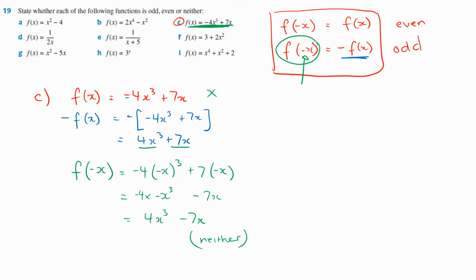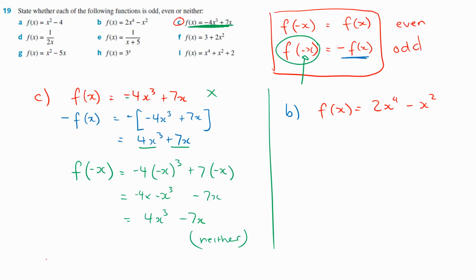Okay, the answer for this one, C, is neither. I'll do one that I know is going to be even. So let's try B. Okay, B is going to be even. So see, f of x, I'm going to do color-coded again so that you can see. f of x is equal to 2 times x to the power 4 minus x squared, right?